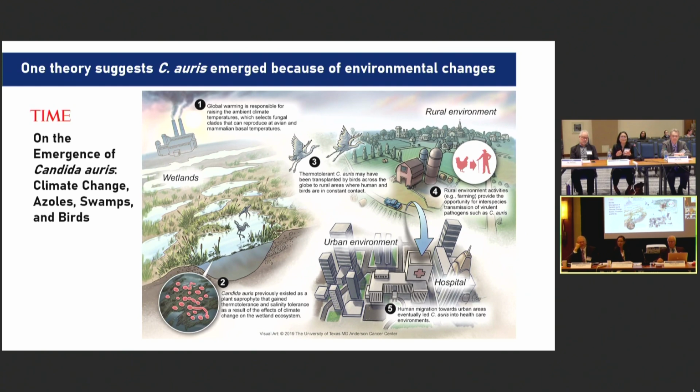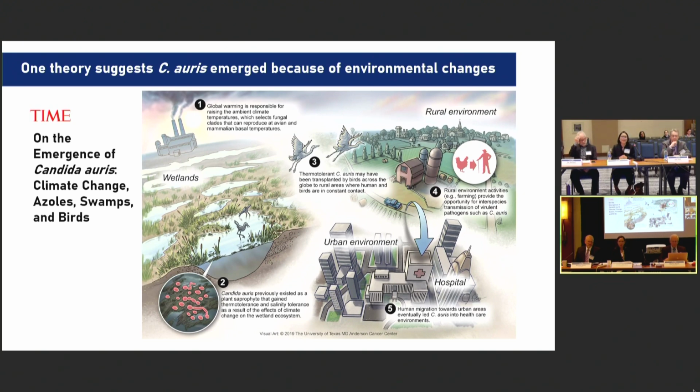It further proposes that C. auris previously existed as a plant saprophyte, so living off of decaying plant material in the wetland ecosystem. And it was there that it was able to adapt to high temperatures, high salinity environments, and that there was some sort of intermediate host between the wetland ecosystem and humans. And this, likely an animal, could have been a bird, but it helped to promote, drive migration, as well as increased human contact to then enter into the human population as a skin colonizer, and then eventually into the healthcare environment where it can cause invasive infections.